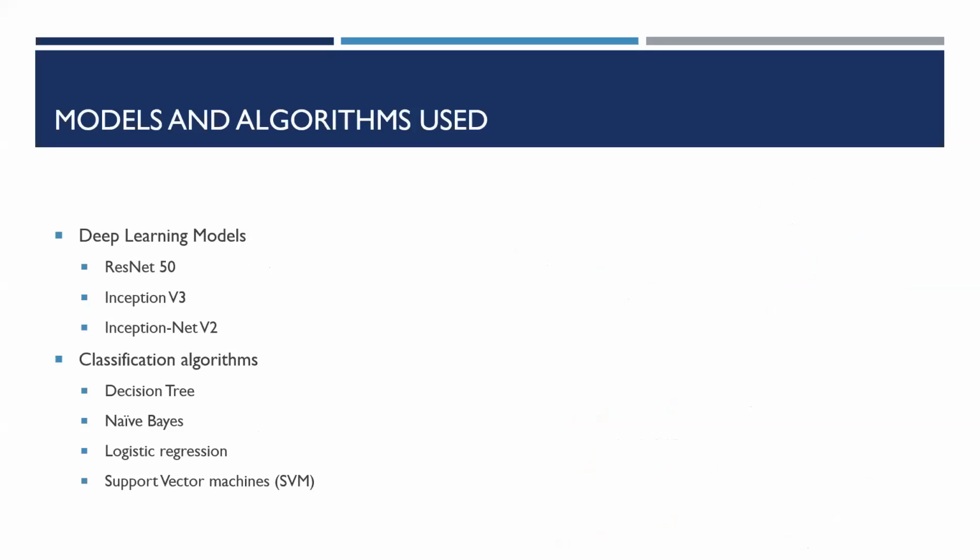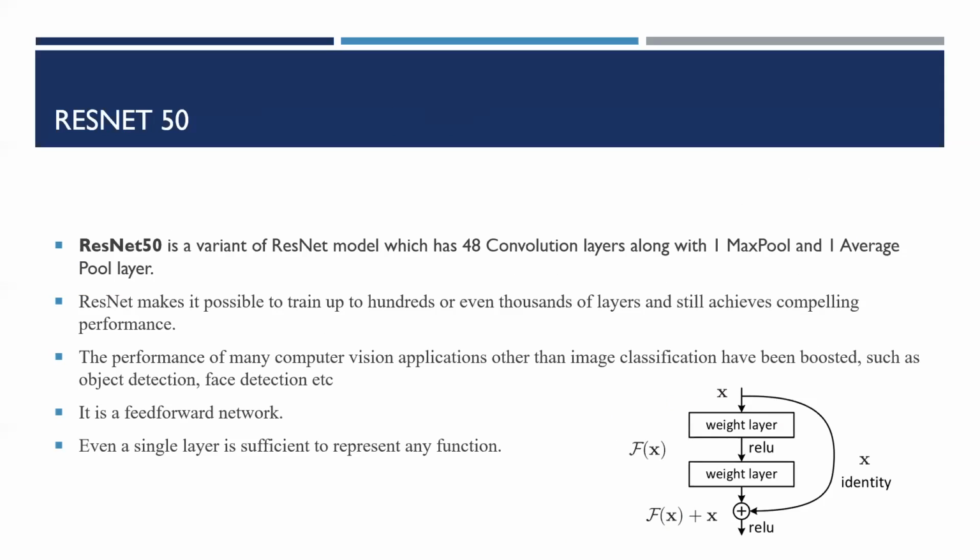And these are the models and algorithms we have used. That is, deep learning models such as ResNet 50, as Digvijay already told, Inception V3, Inception ResNet V2, and classification algorithms like decision tree, naive Bayes, logistic regression, and SVM. Now, let us first look into the ResNet 50 model.